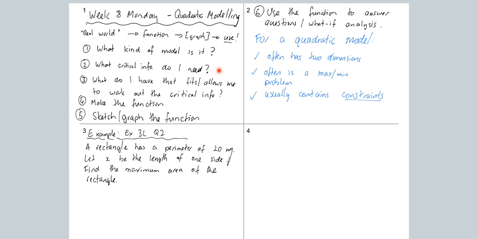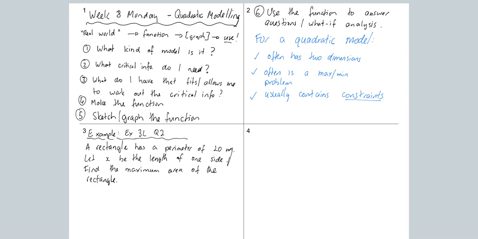The next thing is you have to ask yourself, what critical information do you need? You need to be able to work out intercepts or turning points or something like that so that you can get the quadratic modeling going. What do I have that allows me to work out the critical information? That is a process of looking at the problem and saying, what are the facts and how do they fit? Number 4 is to then put those together to make a function. Number 5 is to sketch or graph the function, not always, but sometimes. And number 6 is to use the function to answer the problem or do some sort of analysis.